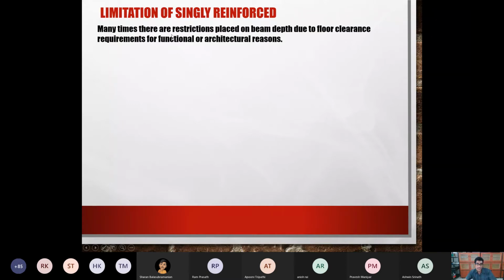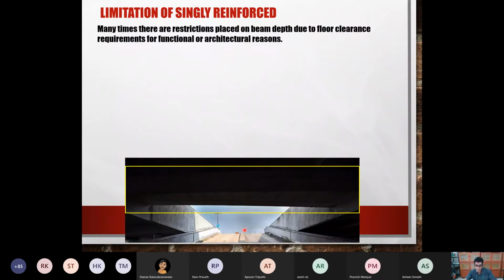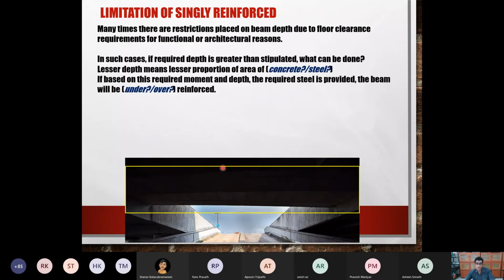As I told you many times, there are restrictions placed on the beam depth due to floor clearance requirements for functional or architectural reasons. So many times you will not be allowed to increase the depth of the beam as you wish. Okay, for example, this is a ramp coming out of a parking lot. So somebody cannot just keep increasing the depth of this beam because slightly larger vehicles will get bumped onto it. So this is just one instance of why sometimes restrictions are placed.